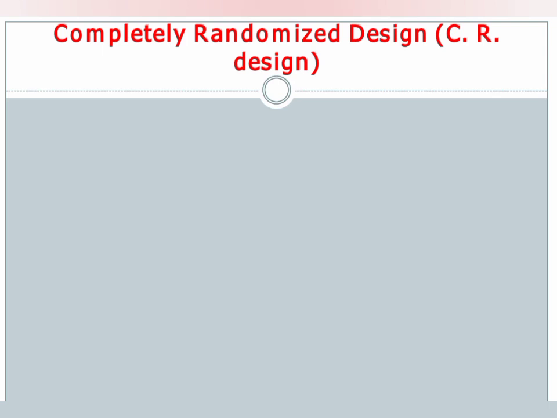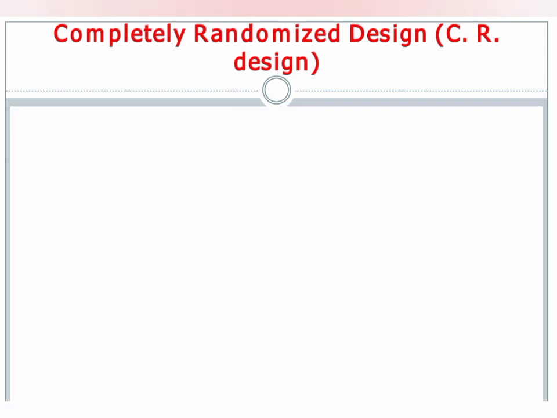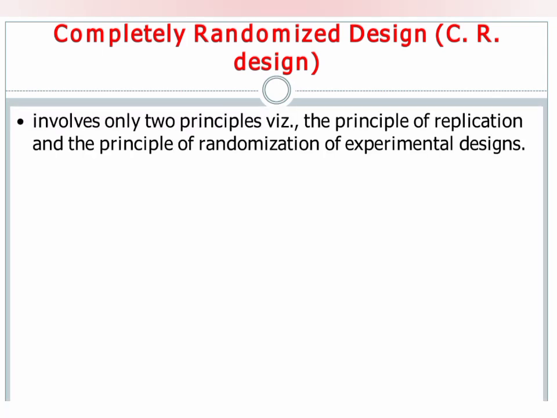So the first one is the completely randomized design. It involves only two principles, that is the principle of replication and the principle of randomization. So it is a combination of both replication and randomization. In replication we repeatedly apply the same experiment on the experimental units, and we also apply the randomization technique. That means there is equal chance of applying the experiment to each experimental unit.